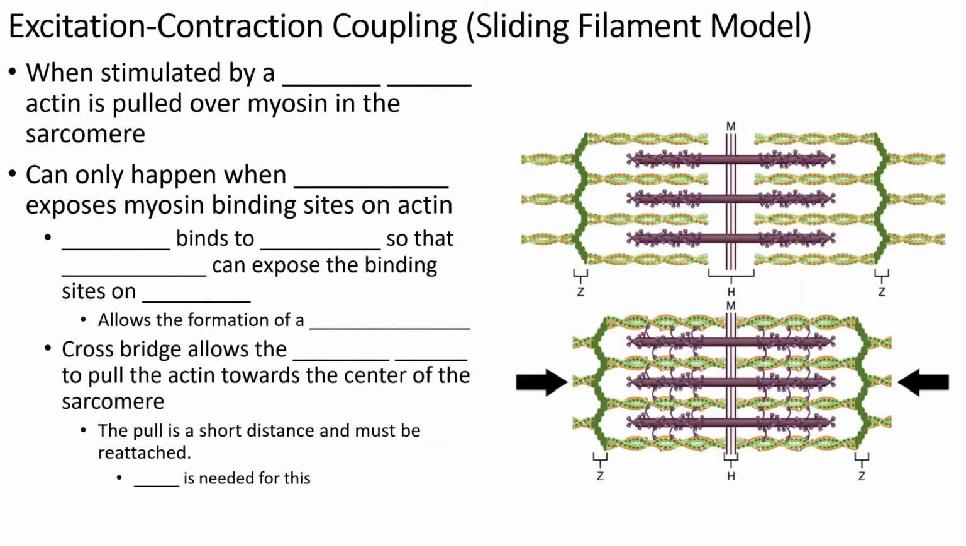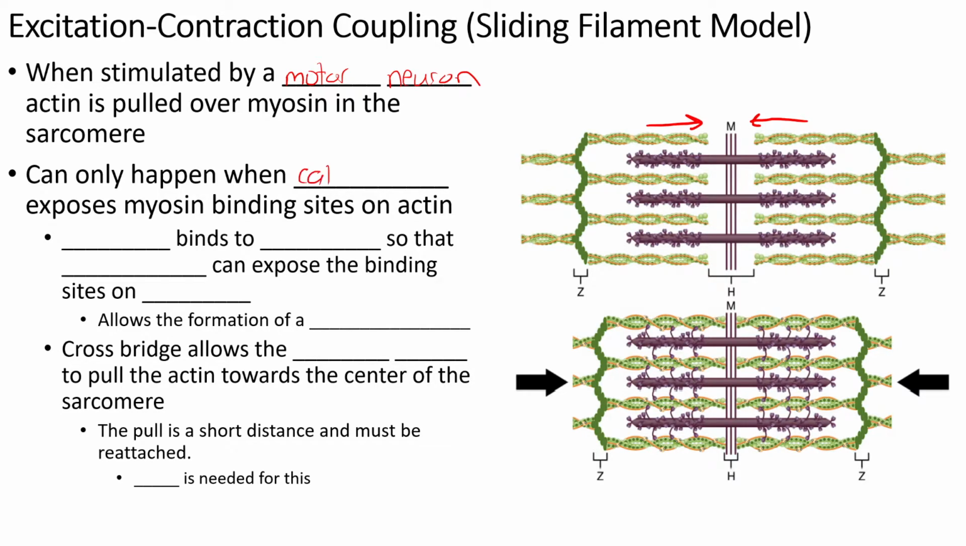Now we're actually going to get into the nitty gritty of how it actually works. When you stimulate a muscle with a motor neuron, the end result will be, if you have calcium and if you have ATP, that the actin is going to be pulled over the myosin in the sarcomere. So this actin is going to move in this direction, and this actin is going to move in that direction. That is going to be the end result.